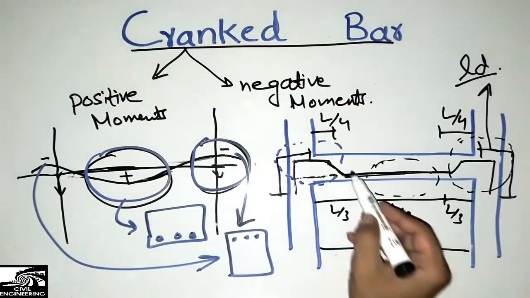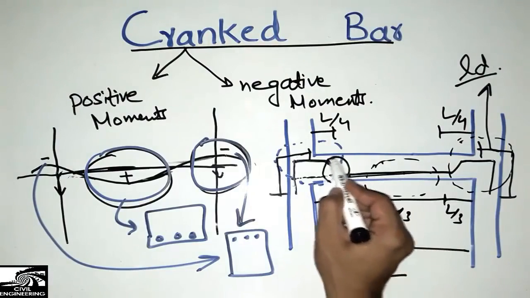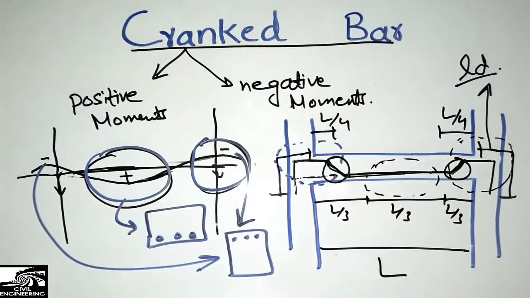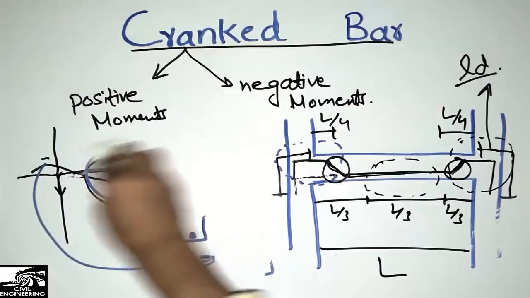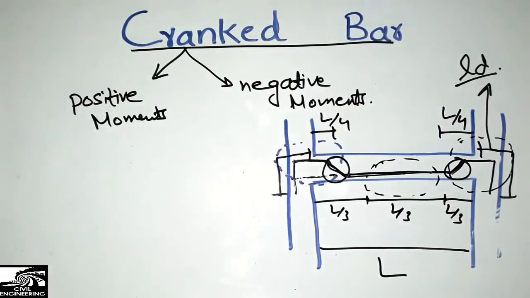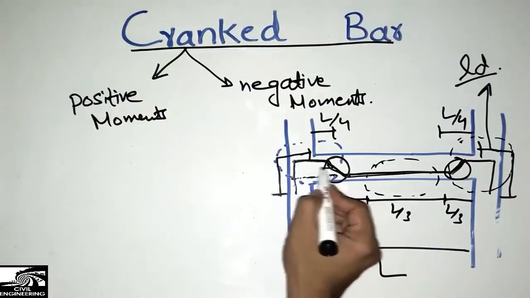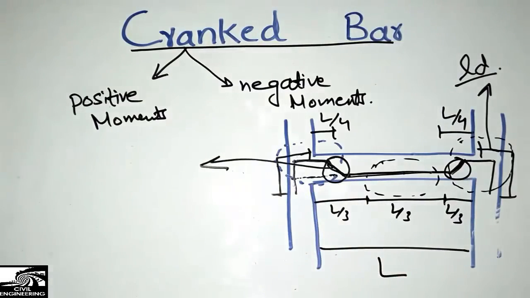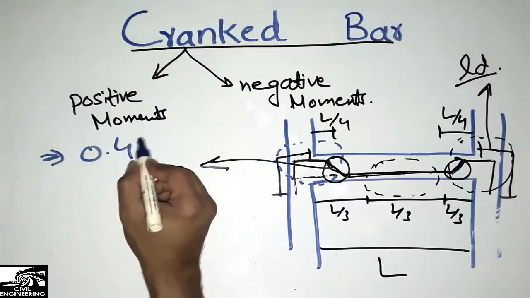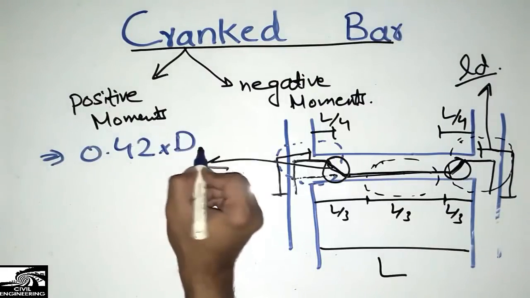Now, how to find the length of this crank bar? How much does it bend? This is the length of the crank bar. So let's come to how we find the length. The length of this negative crank bar can be found out by the formula, that is, 0.42 into D.